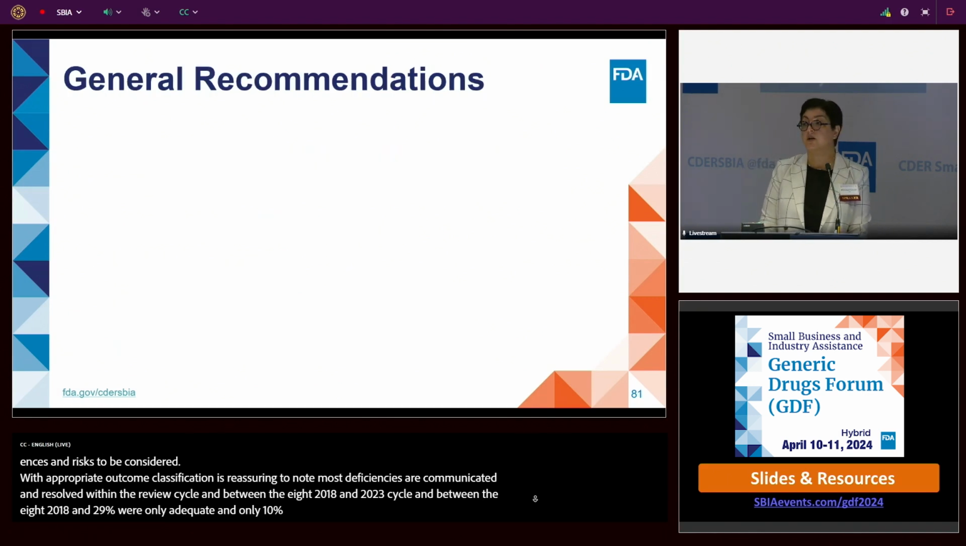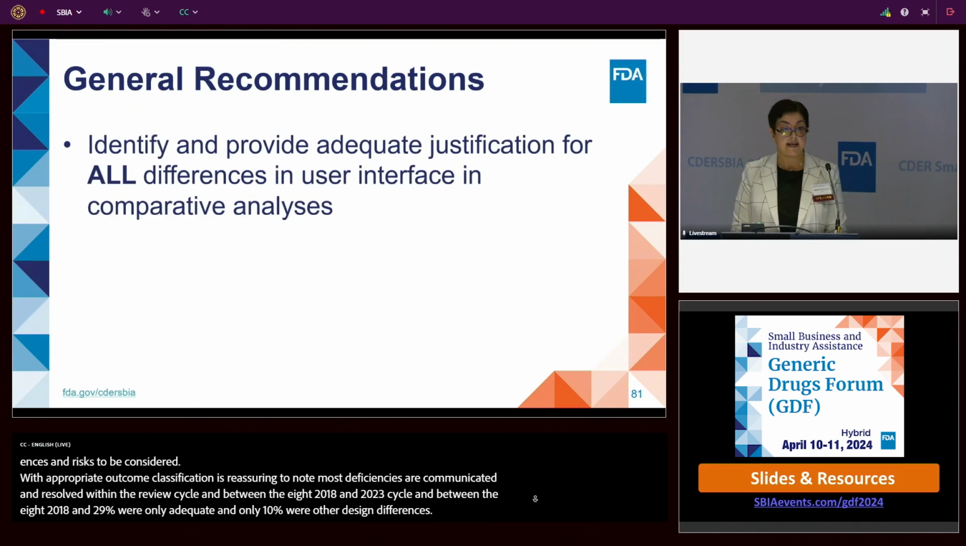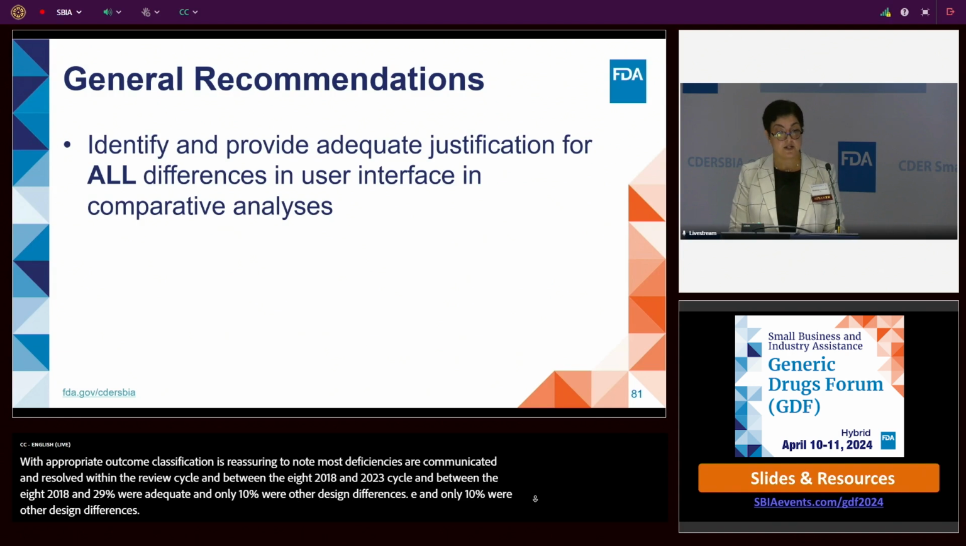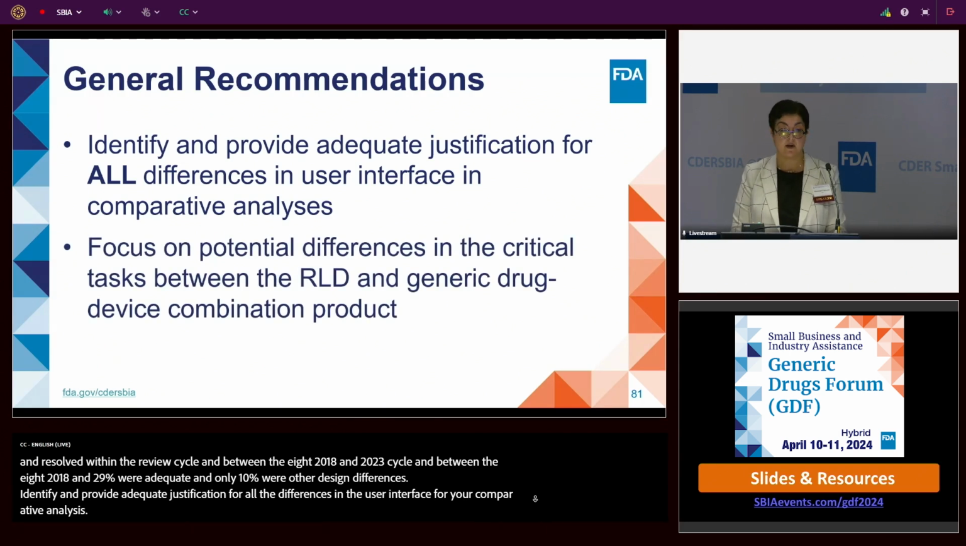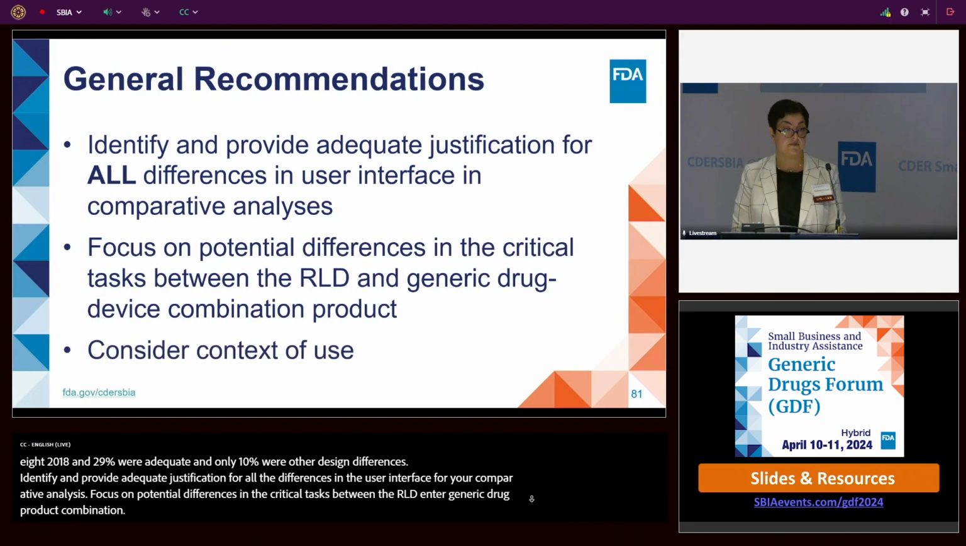Now let's go over some general recommendations. Identify and provide adequate justification for all the differences in the user interface in your comparative analysis. Focus on potential differences in the critical tasks between the RLD and your generic drug product combination. Always consider the context of use.